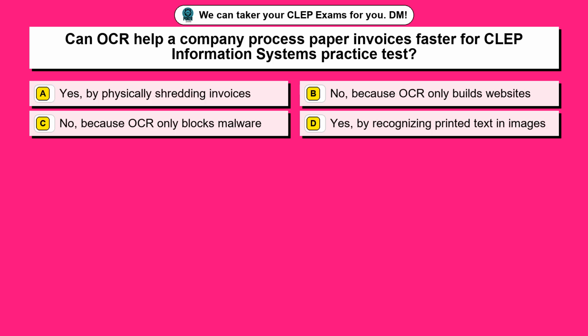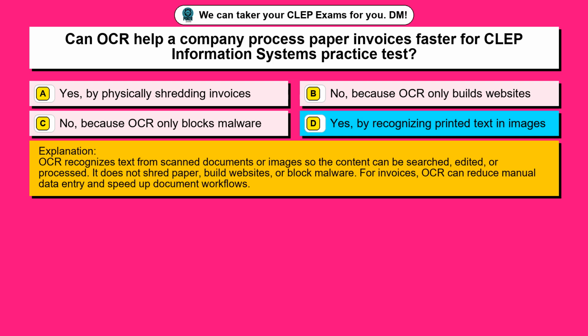Question 6. Can OCR help a company process paper invoices faster for CLEP Information Systems practice test? Option A. Yes, by physically shredding invoices. Option B. No, because OCR only builds websites. Option C. No, because OCR only blocks malware. Option D. Yes, by recognizing printed text and images. The correct answer is option D. Yes, by recognizing printed text and images.